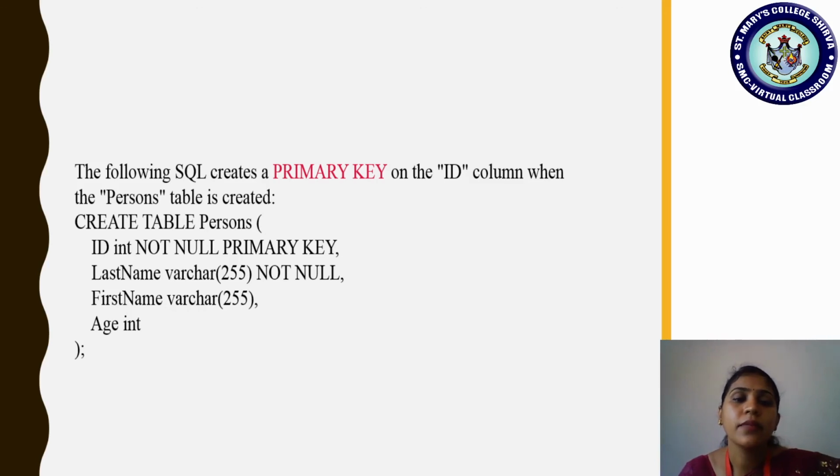So last name, of data type varchar, and what is the size? 255. And here also you are adding a constraint that last name should not be null. Put a comma, then first name varchar 255. So you can restrict the length here for varchar. First name is not mandatory, even if it is left empty, no issues, because we have not included any constraint like not null, but last name is mandatory.